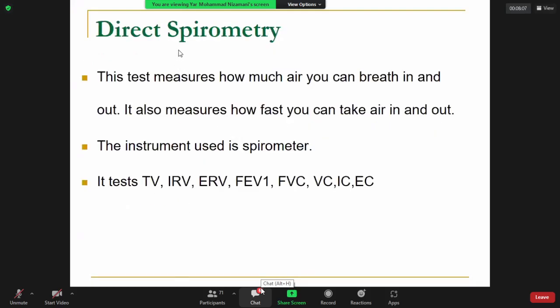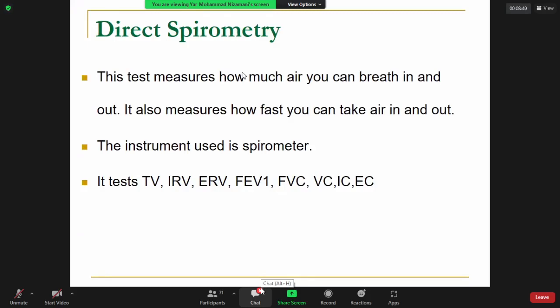You must know something about direct respirometry. It is an instrument in the laboratory which we use to measure different types of volumes and capacities. Basically, direct respirometer, why do we call it direct? Because directly a respirometer is used, beta. This can measure how much air you can breathe in and out, and it also measures how fast you can take air in and out. Now, this instrument used is spirometry, right?